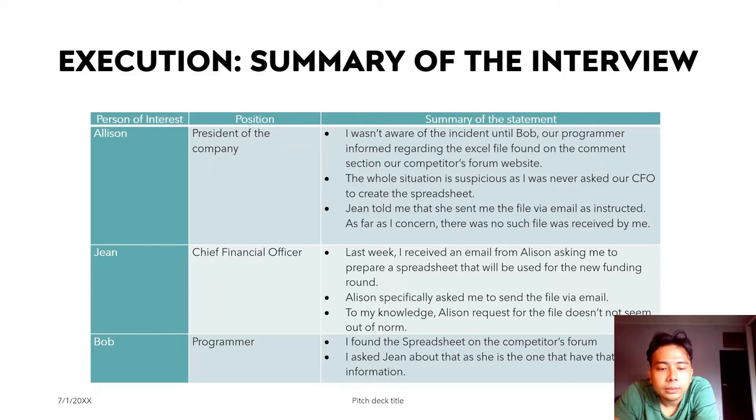The third interviewee that we have is Bob, the programmer. Bob is actually the one who found the spreadsheet on the competitor forum. He also asked Jean about the spreadsheet later after that.